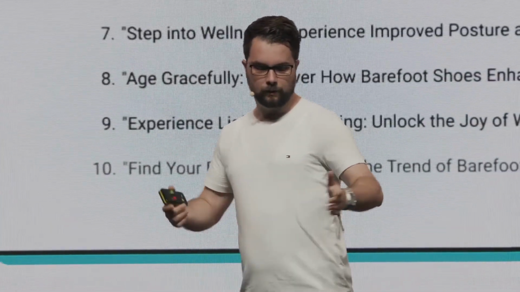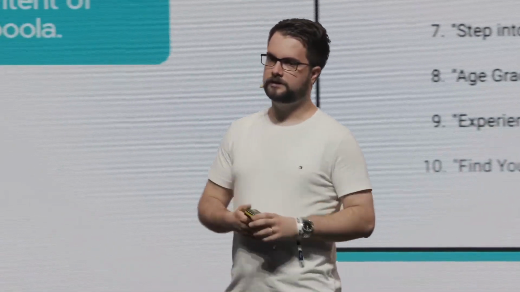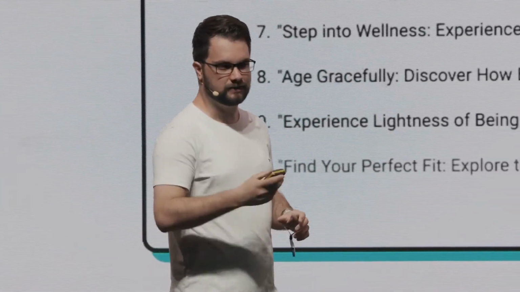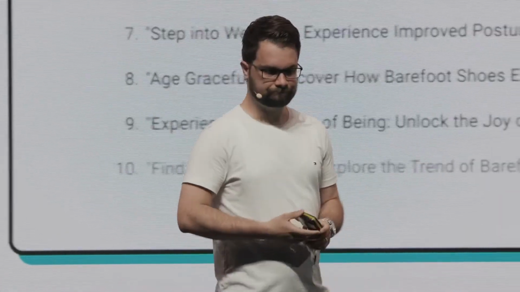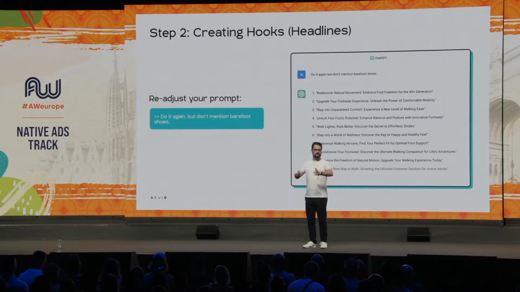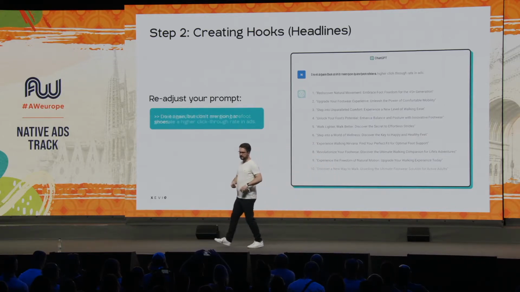And then, why people buy barefoot shoes with the intent of using them on Taboola. It's important to define what you're doing with them, because otherwise you're just going to get a bunch of funky headlines, some of which may have nothing to do with what you're trying to achieve on native ads. Then you readjust your prompt. I'm going to do this a few times. In this case, I'm telling ChatGPT to do it again, but don't mention the product. I don't want to sell in my ad headline. I want to segment. So I'm going to remove the product from the ad headline.